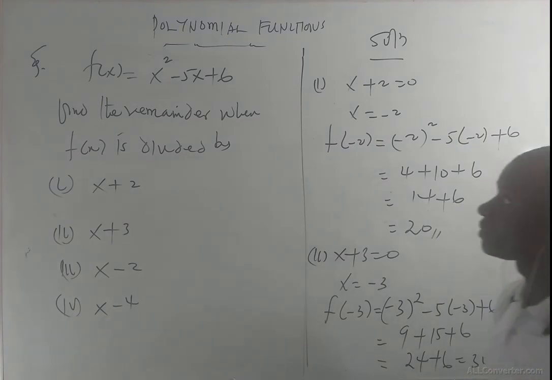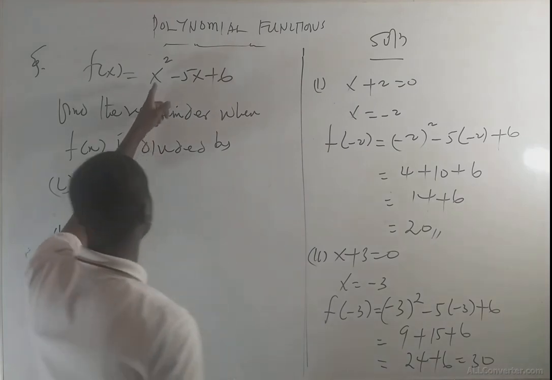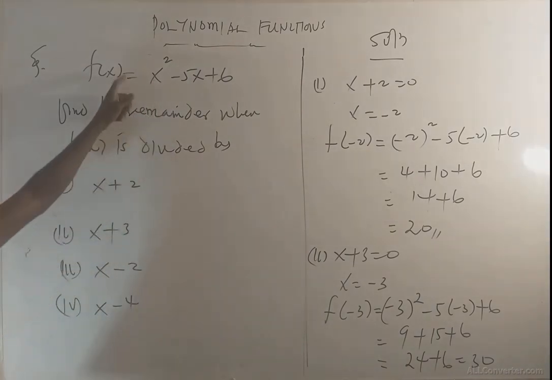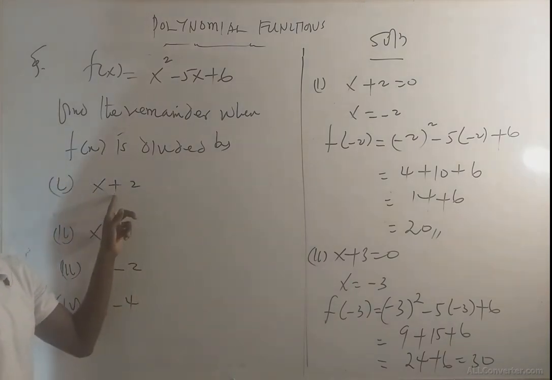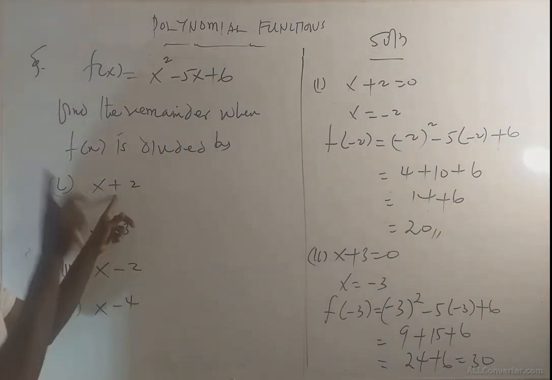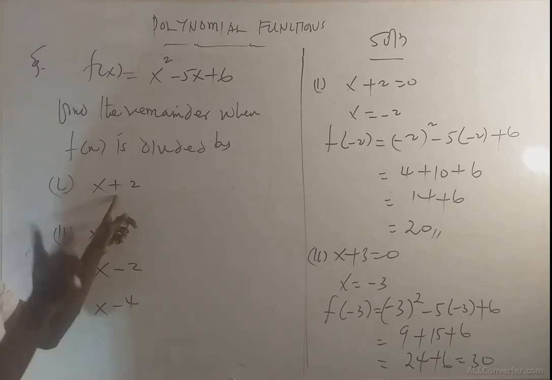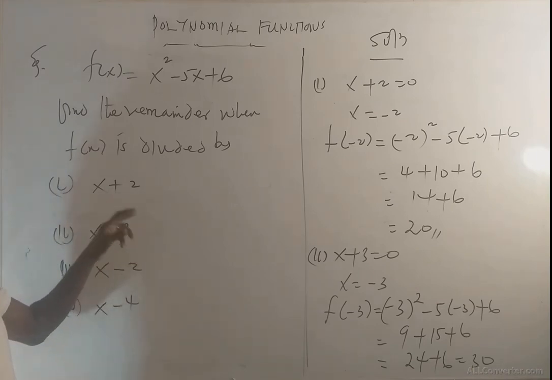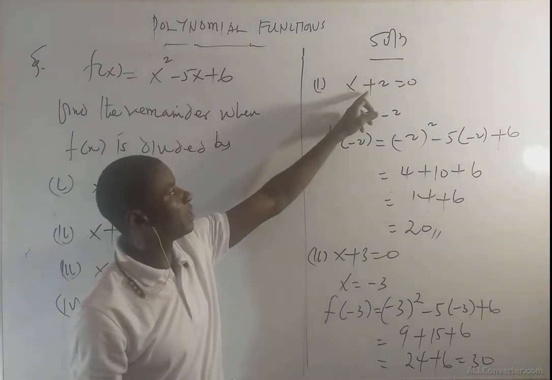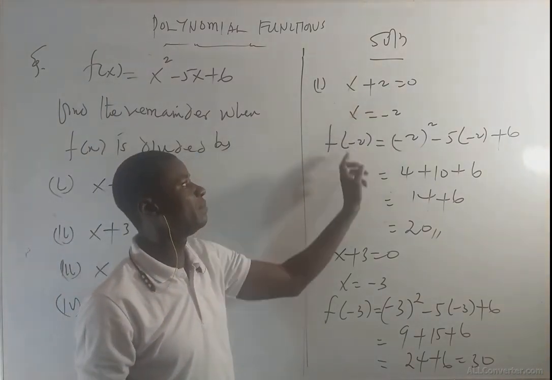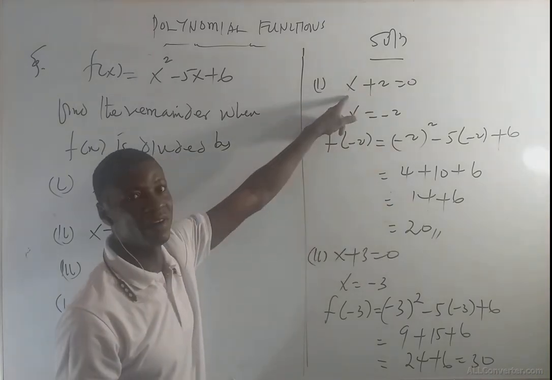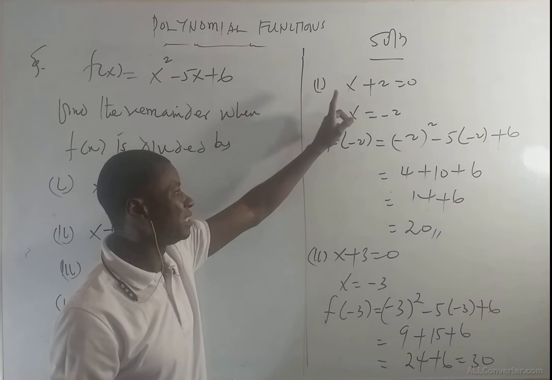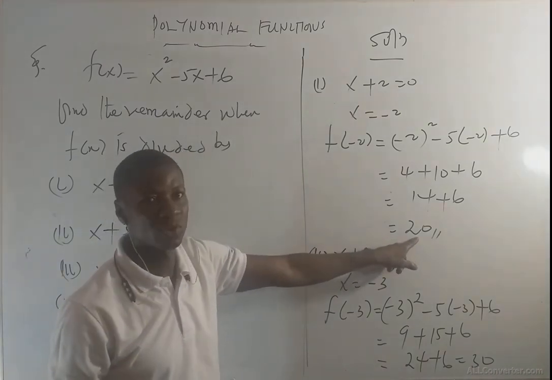So take note that when we divide f of x by x plus 2, the remainder gave us 20. That means that x plus 2 is not a factor. I guess by now you understand the difference between the remainder theorem and the factor theorem. So now if you have x plus 2 and you want to find the remainder, you only equate the x plus 2 to 0, make x the subject and take it back into the equation. If you are getting 0, then it means that that divisor is a factor of the polynomial. But if you are not getting 0, then it means that it is not a factor.